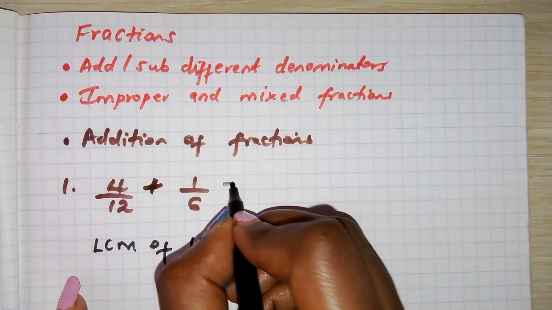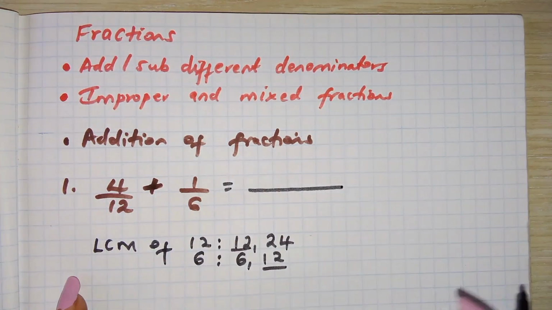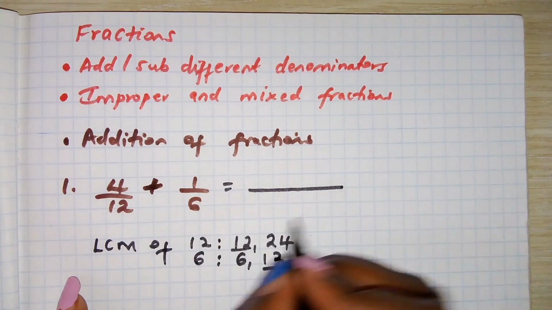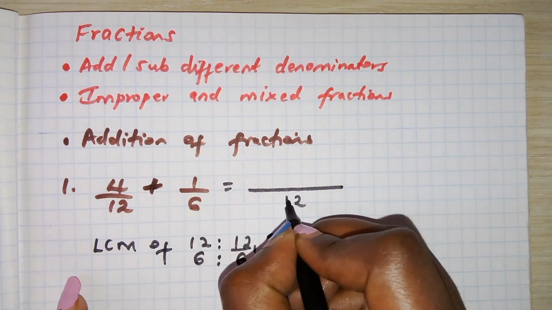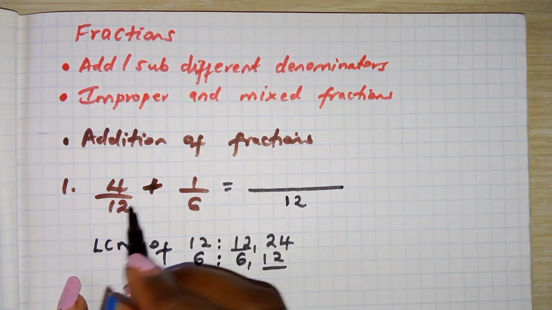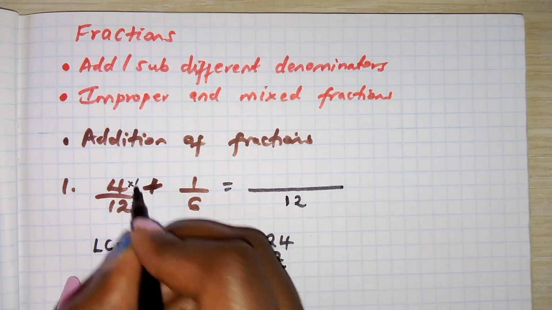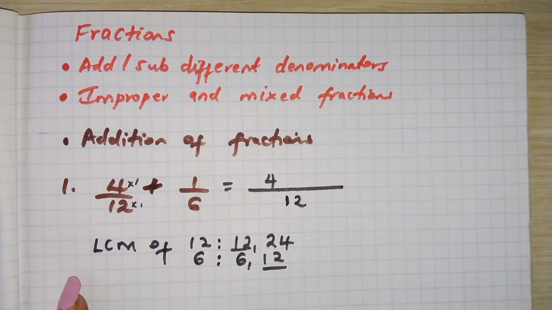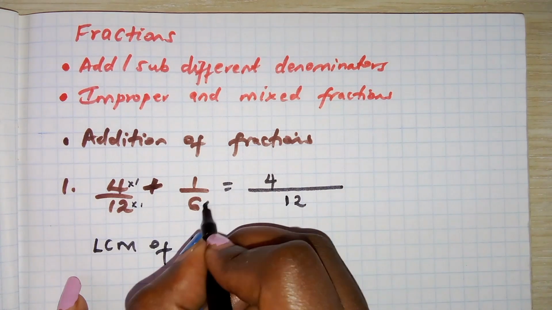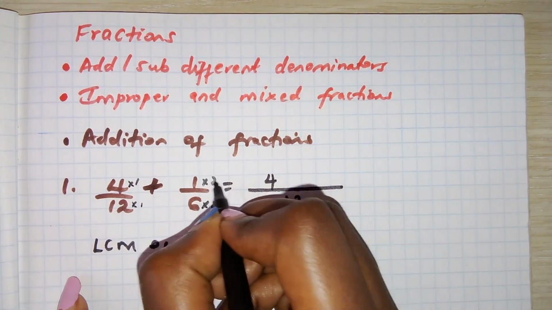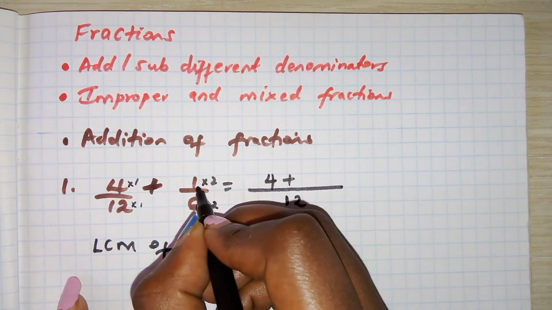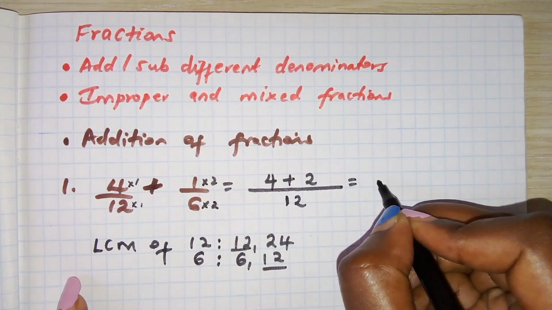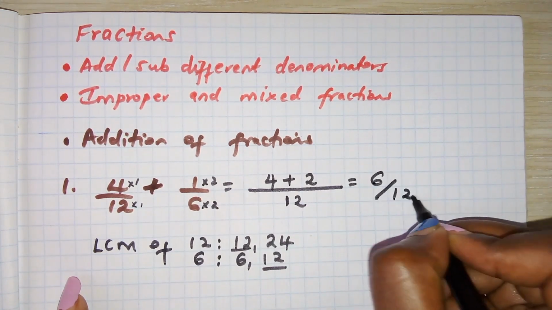So how can we make this one 12? The CBC way would be you draw a line like that, then you put 12 there. So this is times 1 and this one is times 1. So that becomes 4. To make this one 12, we do times 2 and times 2. So 1 times 2 is 2. That is equal to 6 over 12.